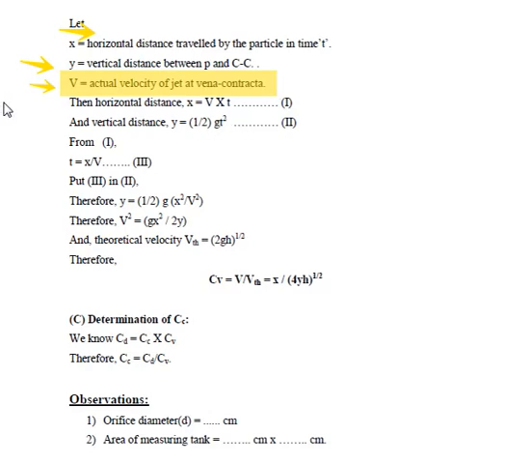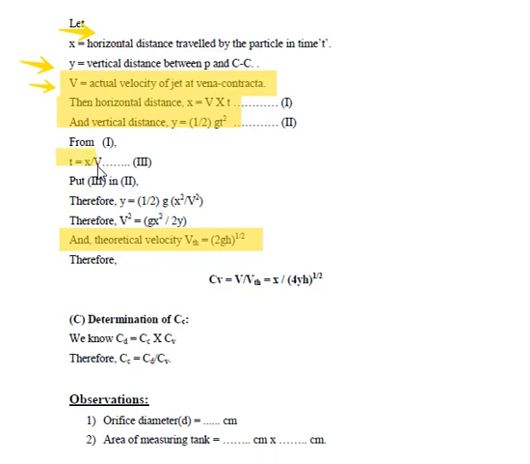Now these formulas are given. The horizontal distance is given by x is equal to v into t, velocity into time. Vertical distance is given by y is equal to 1 by 2 g t square. When you simplify all these equations, you will get the theoretical velocity. That is v theoretical is equal to (2gh) raised to the power 1 by 2. You can go through these calculations.